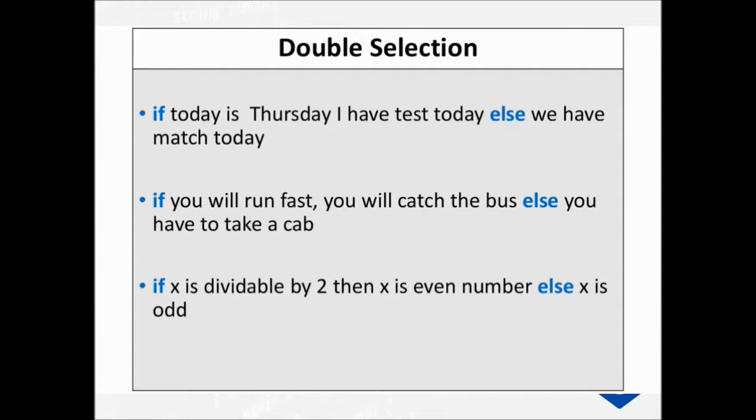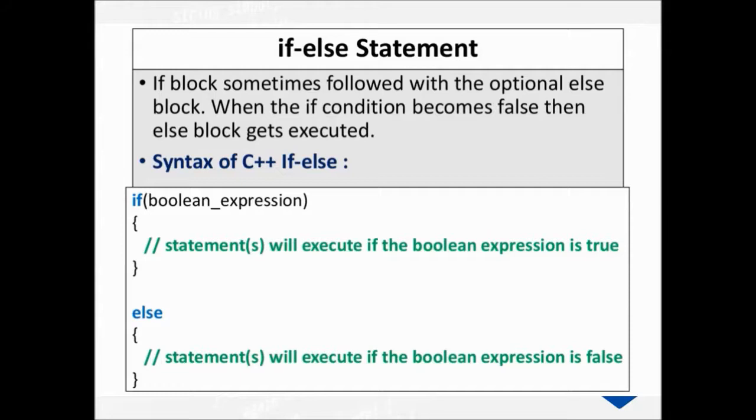In double selection, for example, we have a condition: if today is Thursday, I have a test today, else we have a match today. Double selection has an if-else condition. If you run fast, you will catch the bus, else you have to take a cab. If x is divisible by 2, then x is an even number, else x is an odd number. So the syntax of the if-else statement is as given.